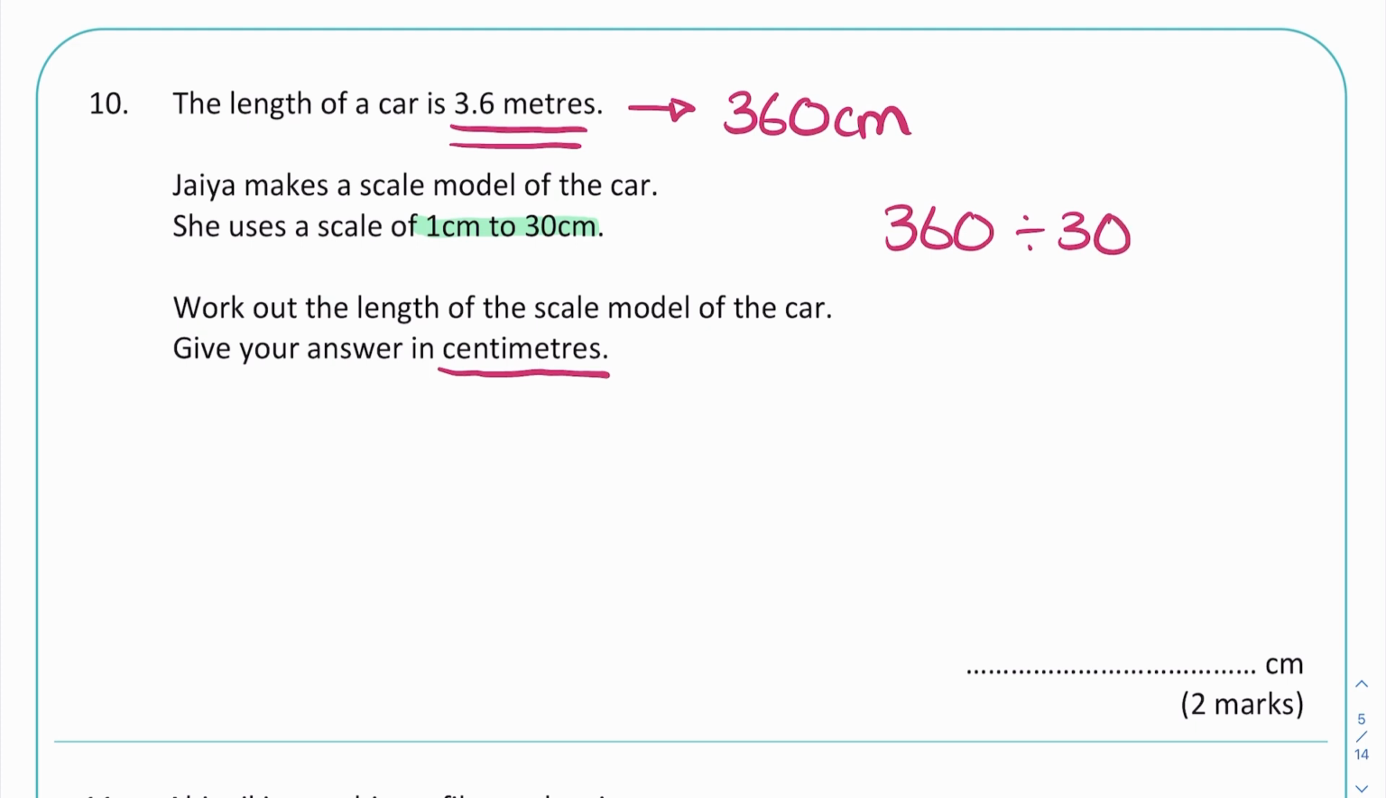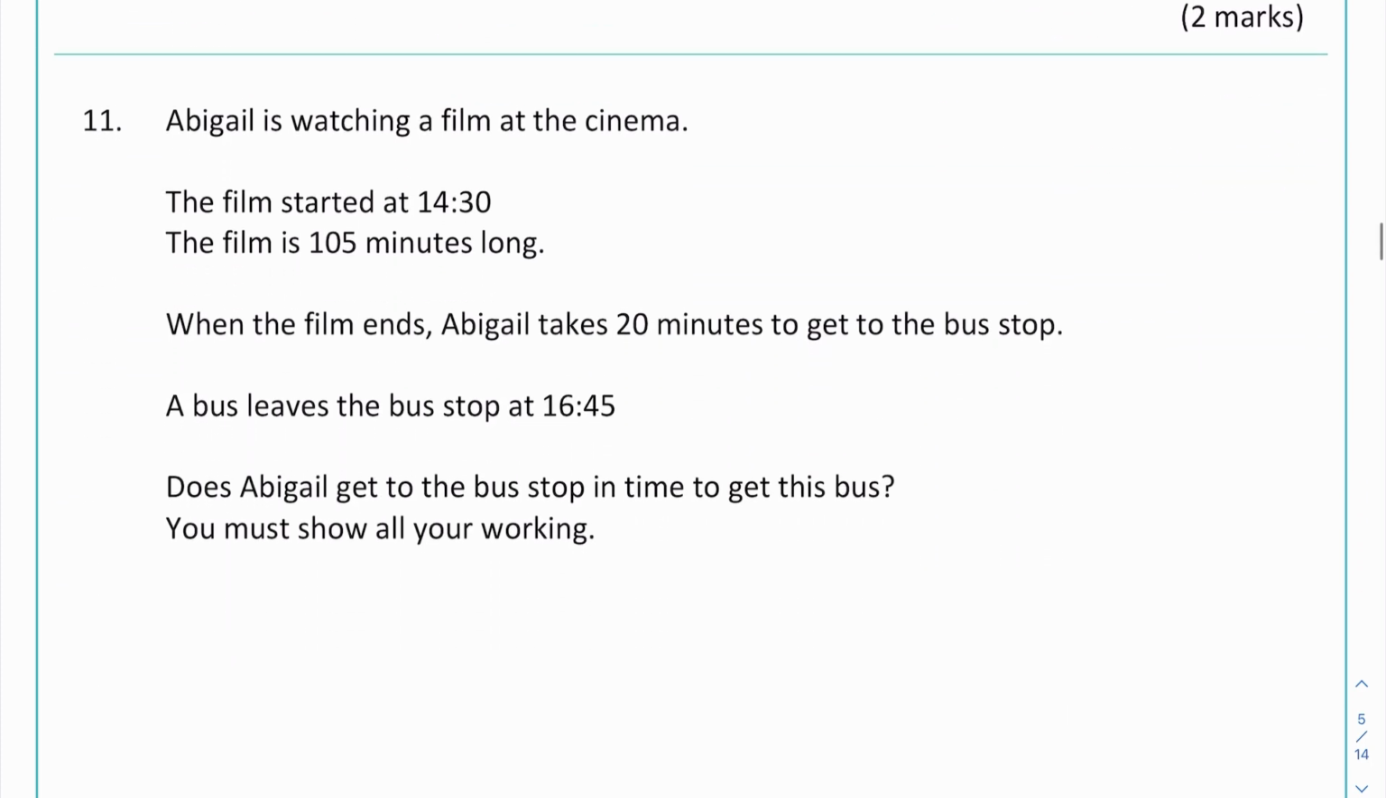Again, we could probably do that without a calculator. I'm going to type it in just as good practice because it's a calculator paper, and that comes out as 12. So the scale model will be 12 centimetres long. We just want to put that as our final answer, 12. And there you go. Obviously, if we'd have been given the length of the scale model, been asked to write the length of the actual car, then we would have multiplied by 30 with that particular ratio there, 1 to 30.